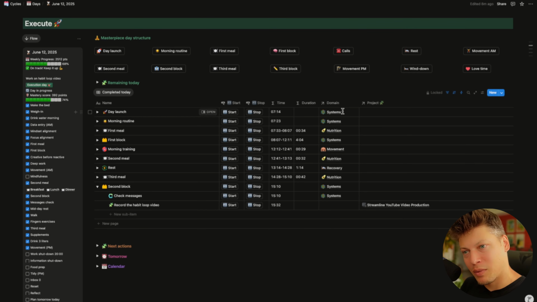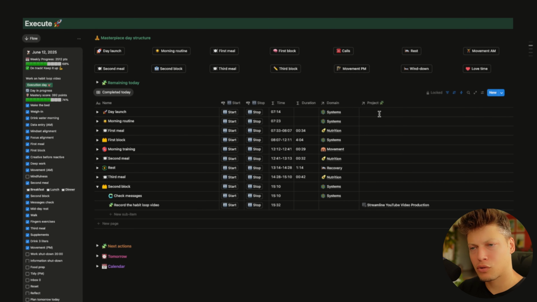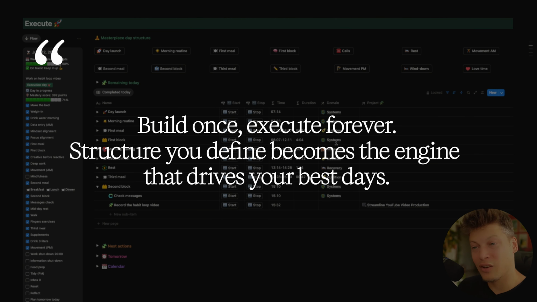So your environment shapes your habits, and this is your digital environment. Your digital workspace is the structure of your environment. While this structure is flexible and will change and should be easy to change, the reality is that once you define your ideal masterpiece day, it tends to stick around for a long time. And that's kind of the point. The point is you build once and you execute forever. This structure that you define should become the engine that drives your best days.